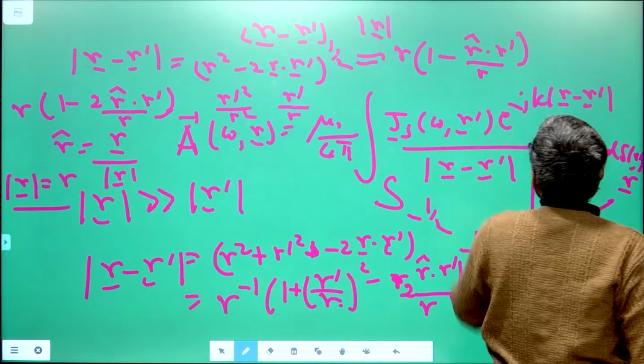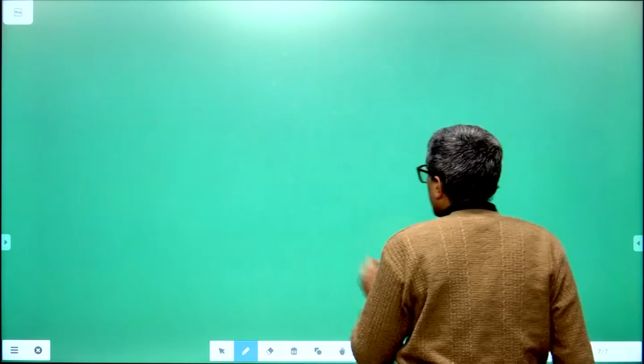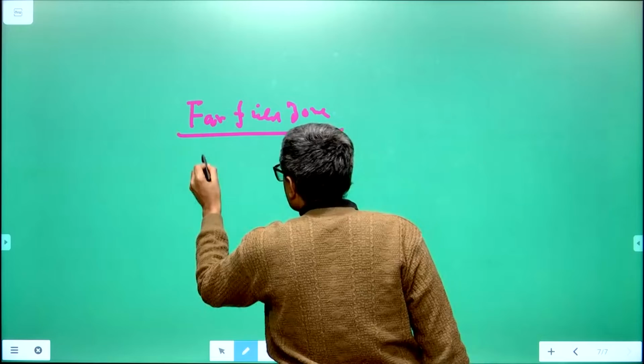So effectively, what happens in the far field zone? Far field zone radiation pattern, it will be A of r.